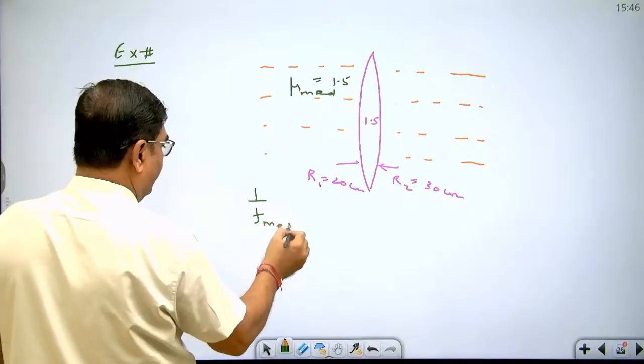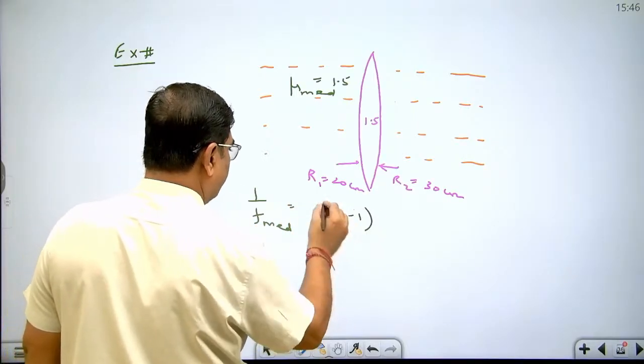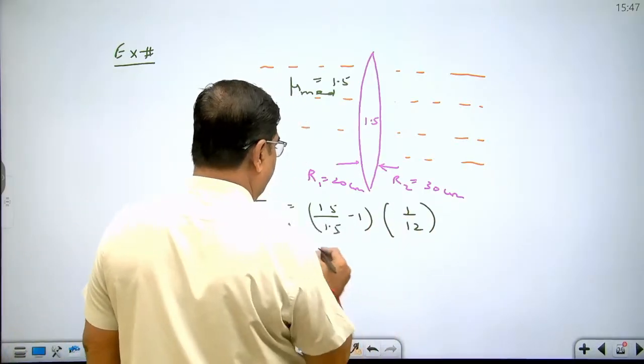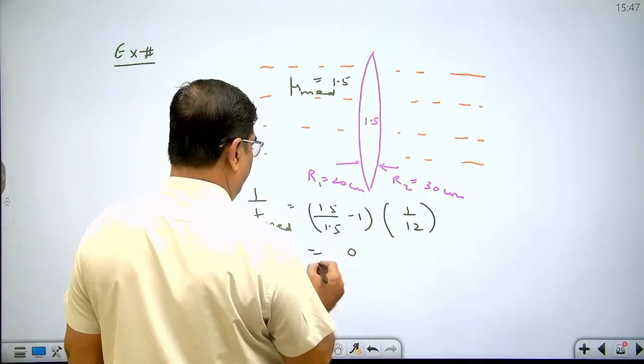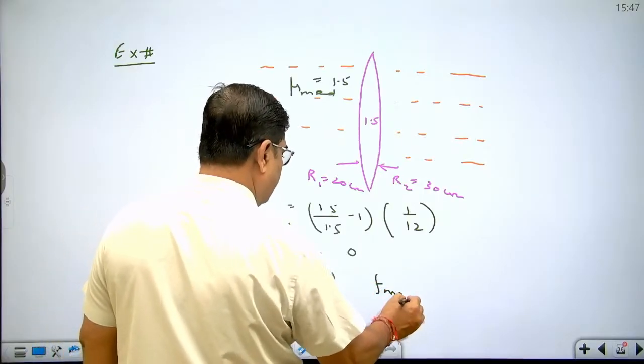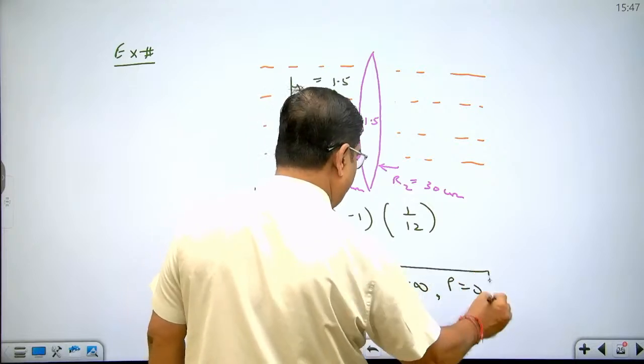1 upon f medium equal to what? Mu, 1.5 upon 1.5 minus 1, into 1 upon R1 minus 1 upon R2, I am writing directly. This becomes 1 upon f equal to 0. Means dear student, f medium is infinity and power is 0 in this case.